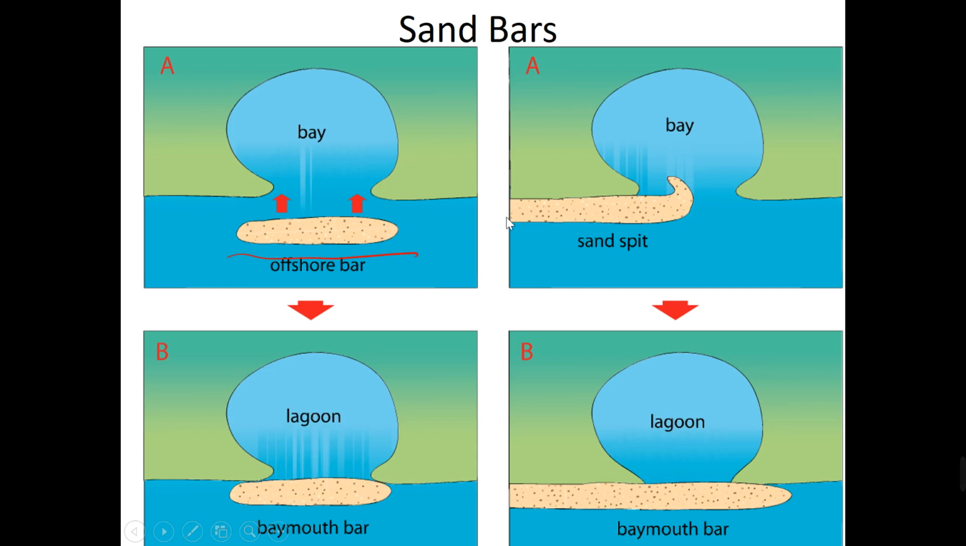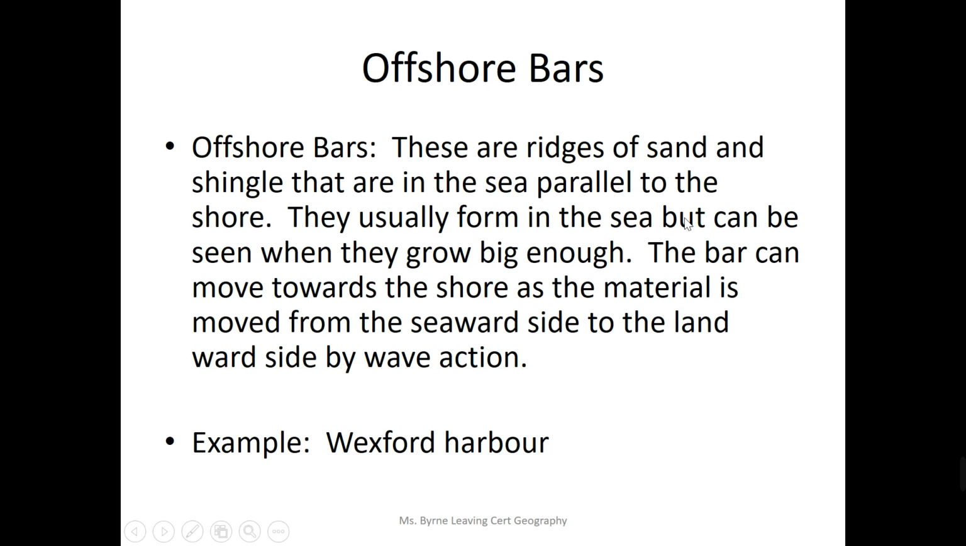The second way they can form is that we have a sandspit forming here. And the reason why the sandspit is forming here is because there's a change in the direction of the coastline. This sandspit will keep growing, and eventually, if we go down to B, the sandspit can grow across the mouth of the bay, and this then forms a bay mouth bar. And exactly the same, you've got the lagoon behind it. So bay mouth bars are basically when a bay has been cut off by a ridge of sand. That ridge of sand could have originally been an offshore bar, or it could have originally been a sandspit.